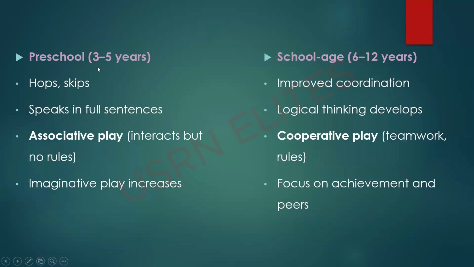Now, preschool. Between 3 to 5 years is preschool age. Let's take note of that. At preschool age, they should be able to hop, skip, and speak in full sentences. The kind of play they play is associative play. They interact with each other, but they have no playing rules.